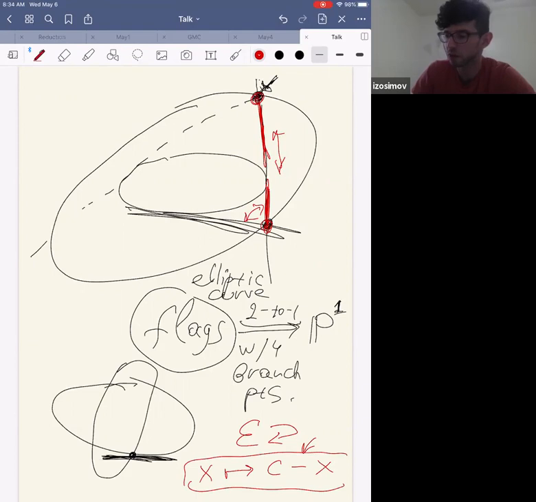And if we compose two maps of this form, then we'll always get a shift. So it follows that the composition of two involutions on an elliptic curve is always a shift. So our map is a shift on the elliptic curve, and so it's of the form x goes to x plus a, and by construction a does not depend on the starting point.